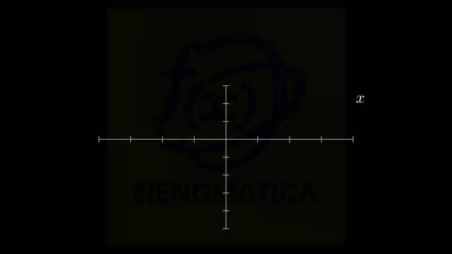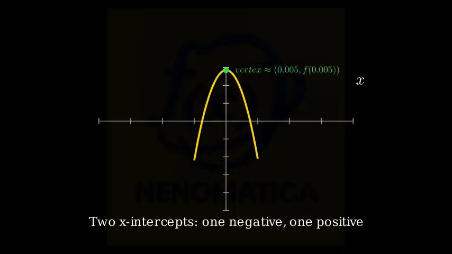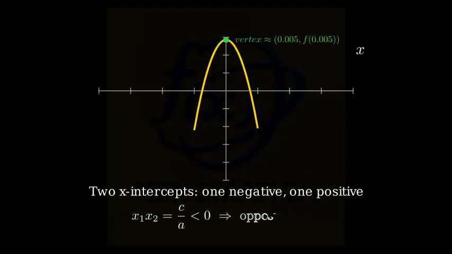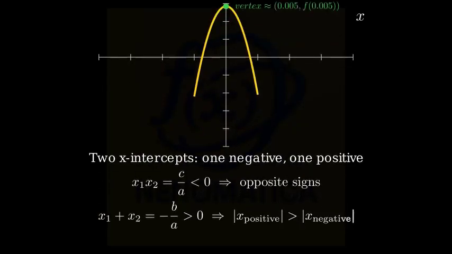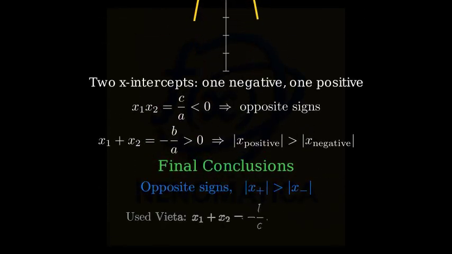Let's also look at the graph for intuition. Since a is negative, the parabola opens downward, with y-intercept at 57, and the vertex slightly to the right of 0 at x equals 0.005. The graph crosses the x-axis in two places, one negative, one positive, matching our sign analysis. To summarize, the product of the roots is negative, so the roots have opposite signs. The sum of the roots is positive, so the positive root has the larger absolute value. We reached these conclusions using Vieta's formulas without solving the quadratic.